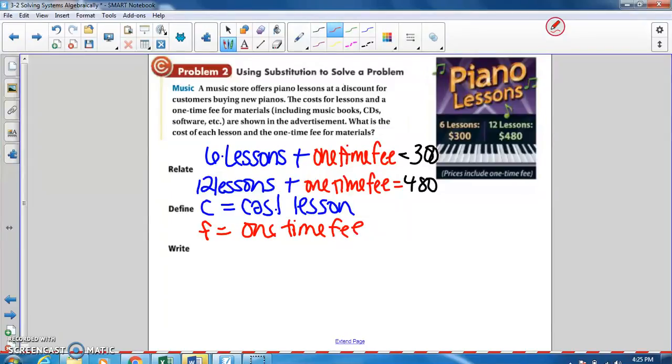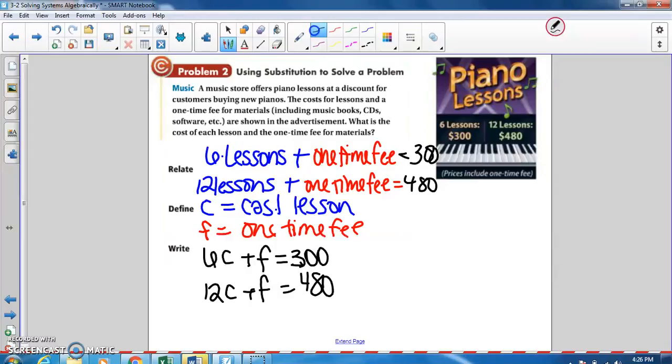So we're going to write two equations. We're going to have 6C plus F is equal to 300. And we'll have 12C plus F is equal to 480. We're going to use substitution to solve this, so I'm going to pick my first equation to solve for F. So I'll have F is equal to 300 minus 6C, because I moved that 6C over to solve for F.